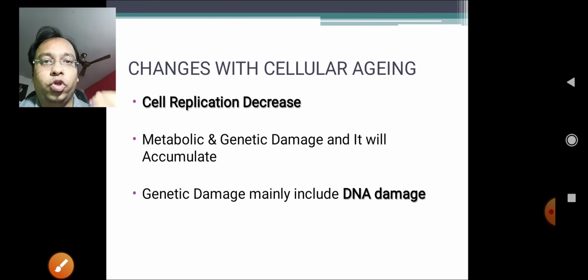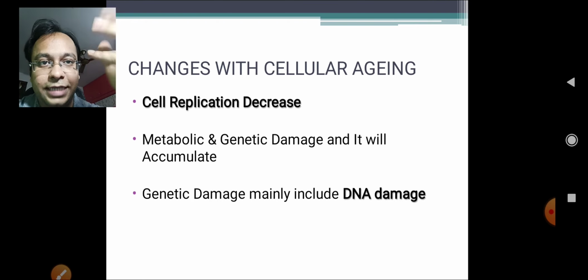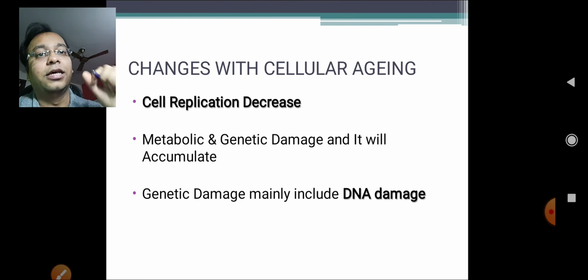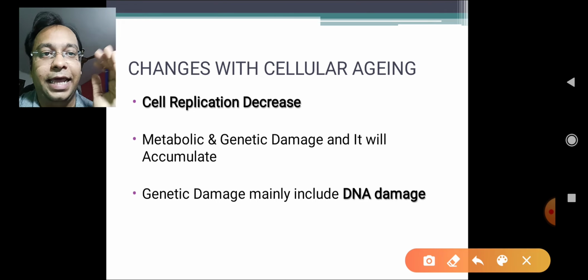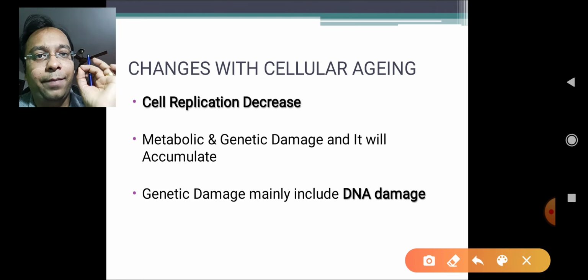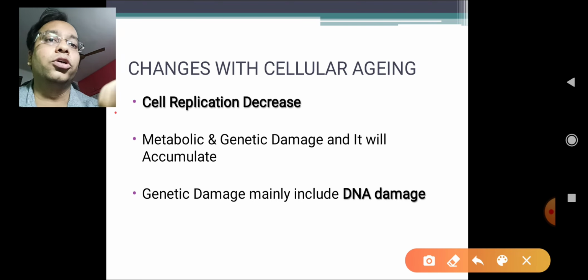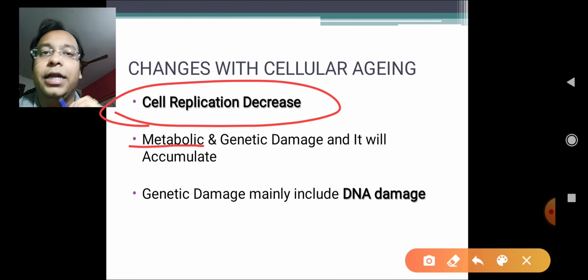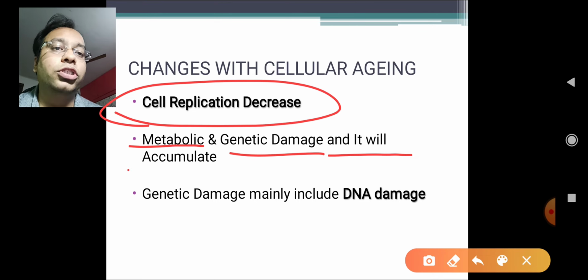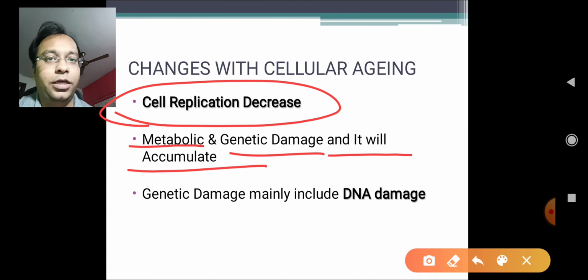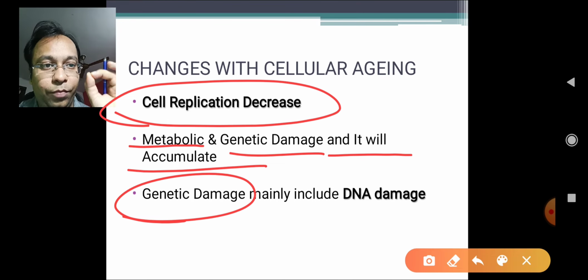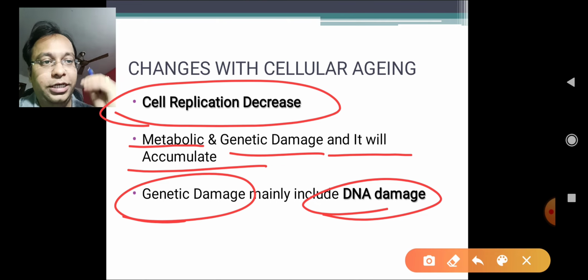Right? Okay. So which are the changes that will happen with cellular aging? Basically what happens within the cell, its function gets decreased and viability gets decreased. That is because certain changes will happen in the cell, and the main change is that the replicative capacity of the cell will be reduced, so cell replication will decrease. Because of that, there will be metabolic and genetic damage, and it will constantly accumulate, right? So there will be more and more damage. The genetic damage means there will be DNA damage. So the DNA damage will happen.